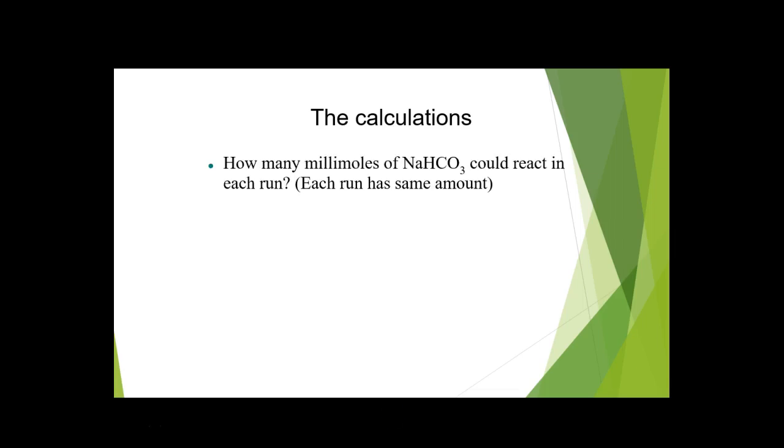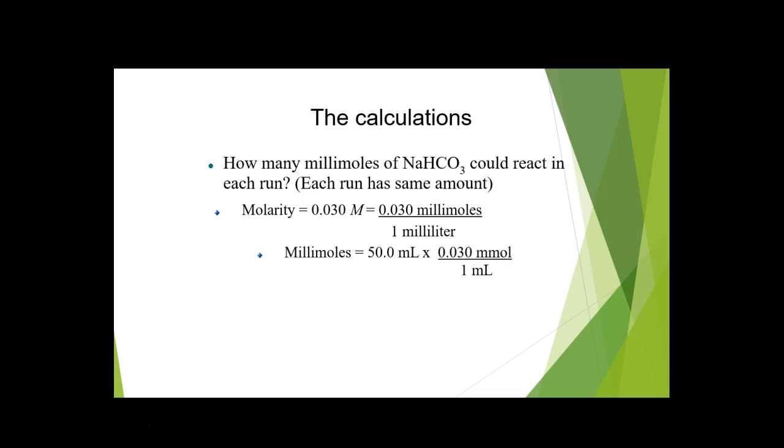So the first is, how many millimoles of sodium hydrogen carbonate could react in each run? You had the same 50 milliliters of the solution in each run, and they were all the same concentration. So the molarity, we made it as 0.030 molar, and that's 0.030 millimoles in every milliliter. You used 50 milliliters of this solution. When we multiply that by 0.030 millimoles per milliliter, you get 1.5 millimoles of this weak base, sodium hydrogen carbonate, in your flask. You then added acetic acid.